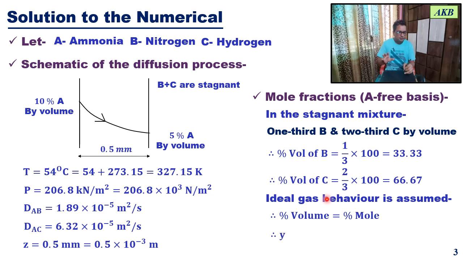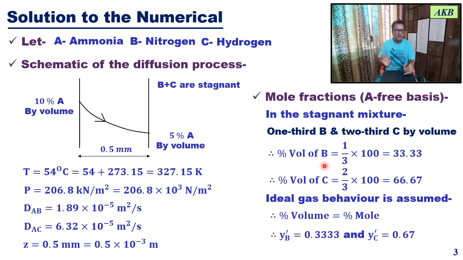Then we are going to assume that the system or the mixture is behaving as an ideal gas. What is the benefit of that? If you assume ideal gas behavior, we can set percent volume equal to percent mole. So whatever percent volume you have for B and C, that is nothing but percent mole of B and C in the mixture, and percent mole can be converted to mole fraction by dividing by 100.